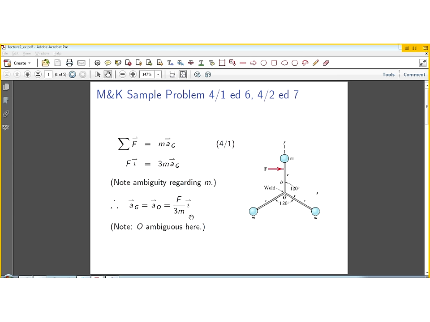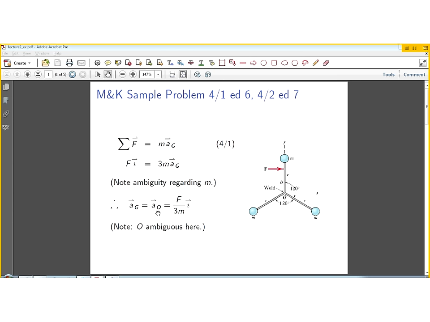So this is the answer to the question. Note that the notation of O is also ambiguous here because we've reserved O for the origin of a fixed axis system, and in this case the axis system is not fixed. The axis system is really connected to the system of particles, and it's accelerating with the system of particles. So that's why we can talk of the acceleration of O in the more general sense, in the way that we've defined our axis system in the beginning of the supplementary notes of chapter 4.